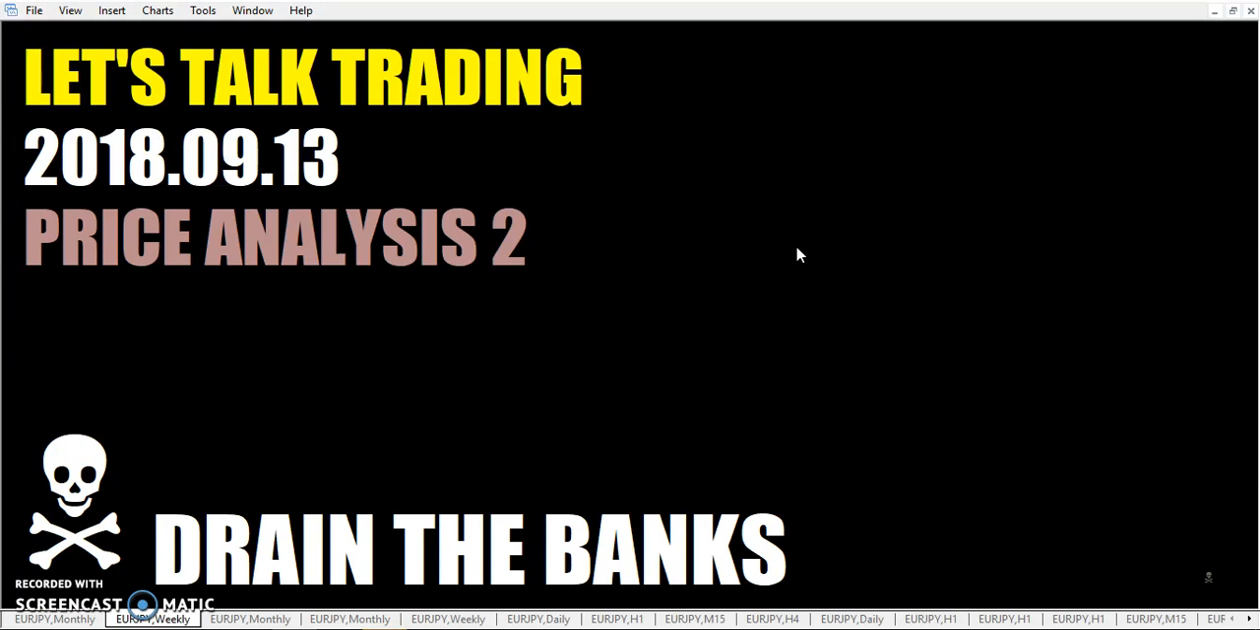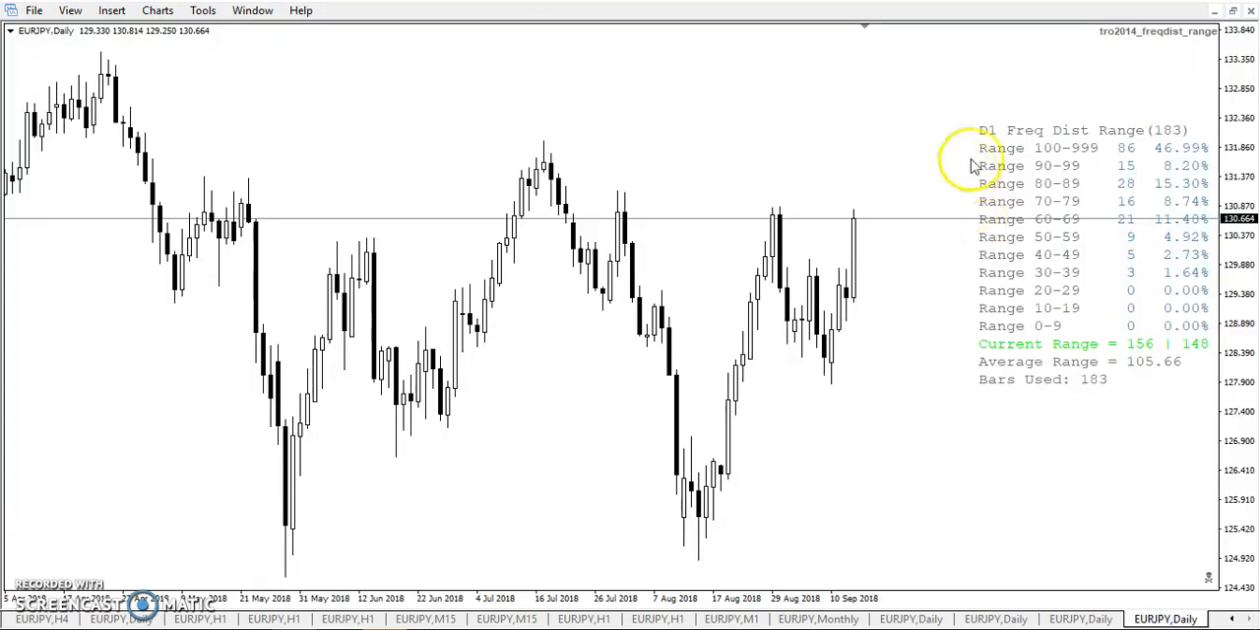Let's talk trading. Price analysis 2. I realized I left off a chart yesterday, a frequency distribution for the range. So you can see here, for some reason I have the last 183 days. Not sure why, but about 47% of the time, we've got a range over 100. And you see here, we don't have a range under 30.